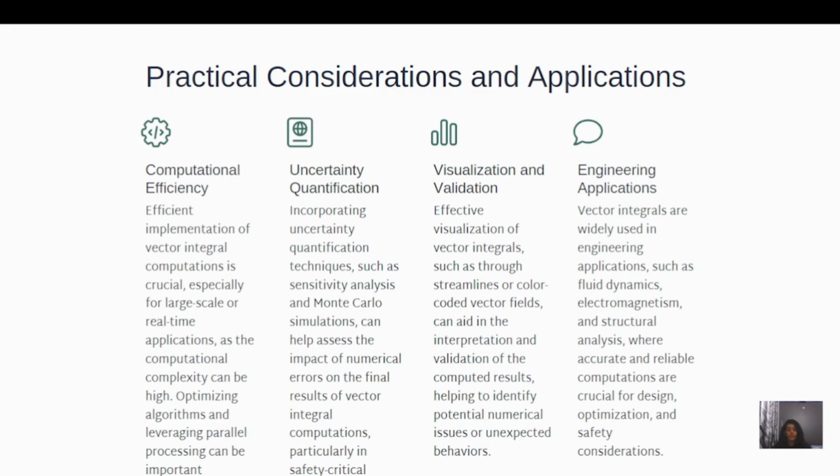Engineering applications. Vector integrals are widely used in engineering applications such as fluid dynamics, electromagnetism, and structural analysis, where accurate and reliable computations are crucial for design, optimization, and safety considerations.